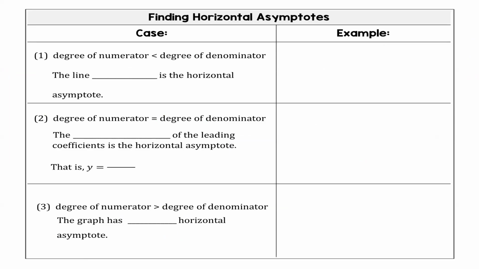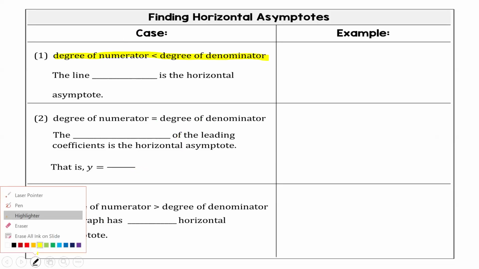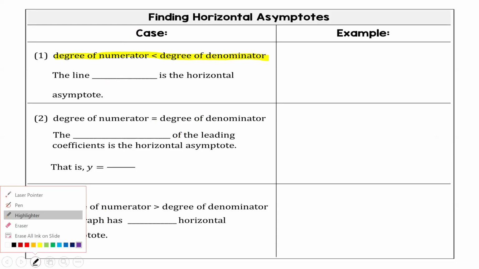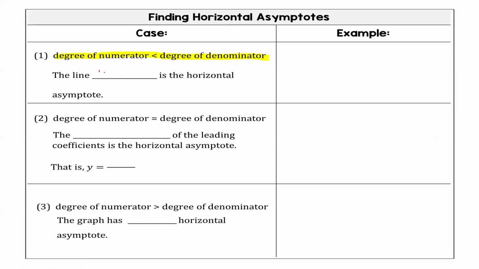So next, we're going to talk about how do you find the horizontal asymptote. There are 3 rules that we follow for horizontal asymptotes. The first rule is based off of the degrees of your numerator and your denominator. If the degree of your numerator is greater than the degree of your denominator, then no matter what, your horizontal asymptote is going to be at y equals 0. If the degree of the numerator is less than the degree of your denominator, no matter what, your horizontal asymptote is going to be at y equals 0.